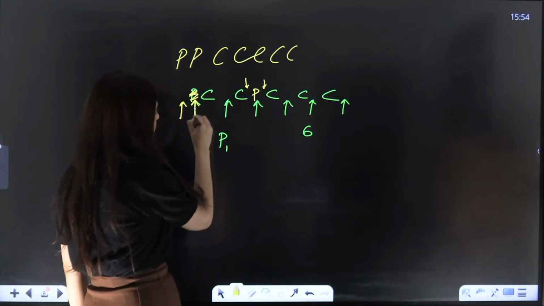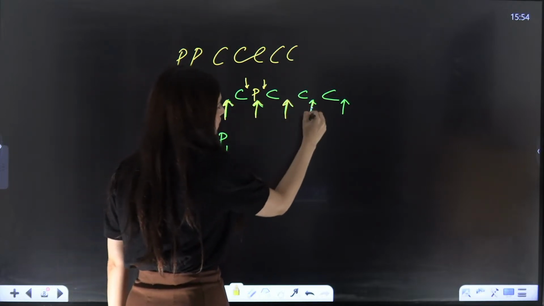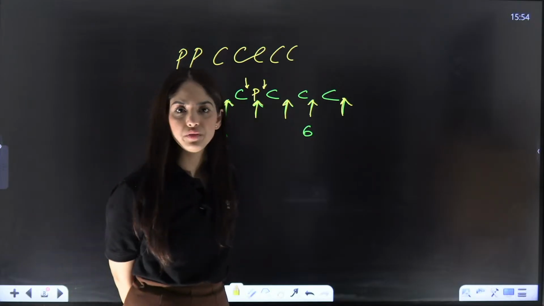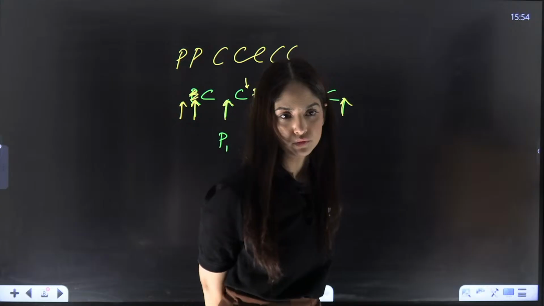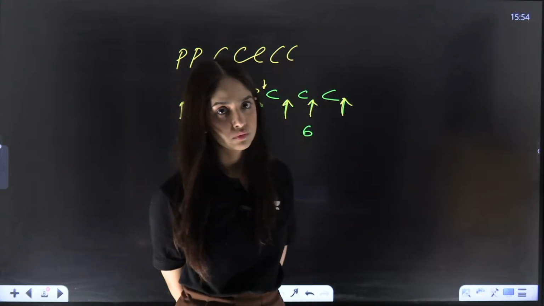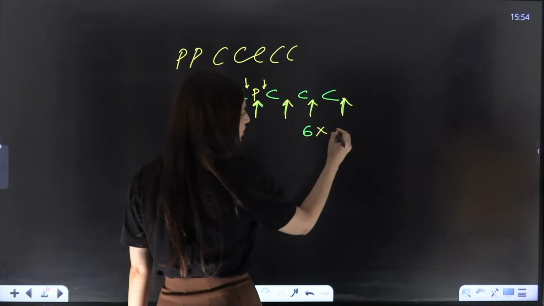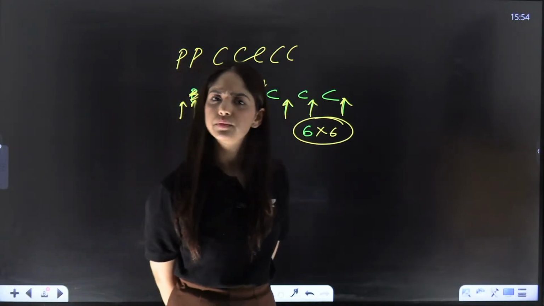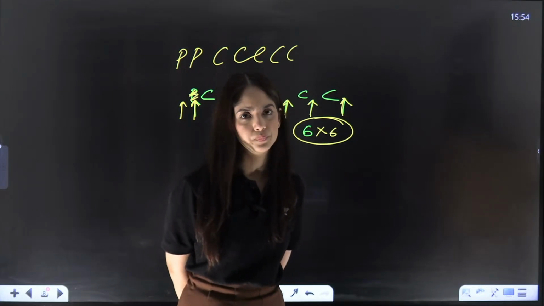So that means the second P also has 6 options, no matter where we place the P. Does that mean we have 36 cases? Does that mean we can have 36 possible arrangements?